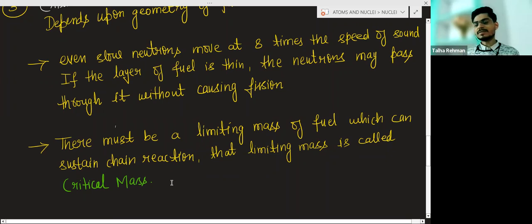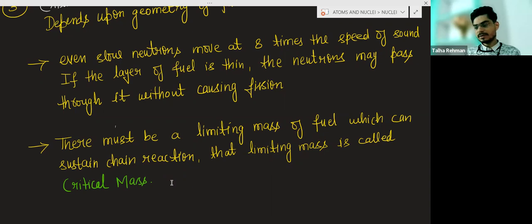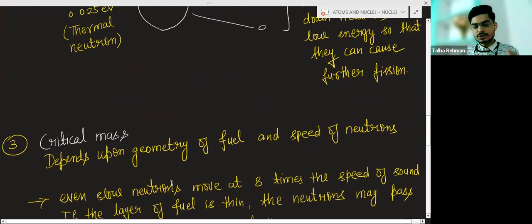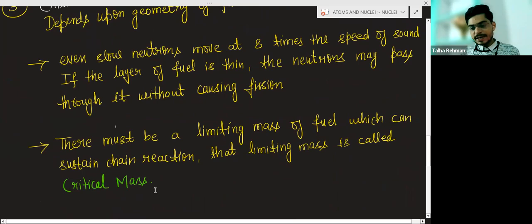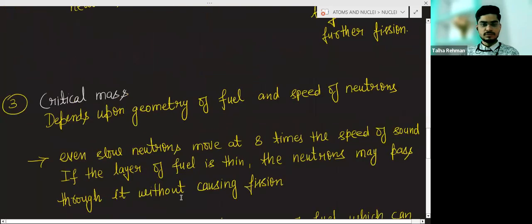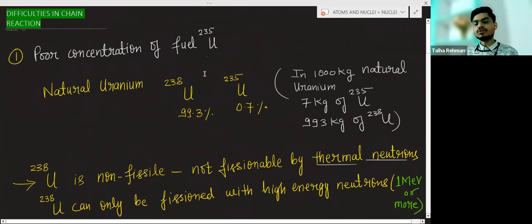Critical mass basically depends upon the size of the nucleus and upon the speed of the neutron. The more the speed of the neutron, the more thickness of the fuel it can penetrate. Fuel means uranium-235 we are talking about.